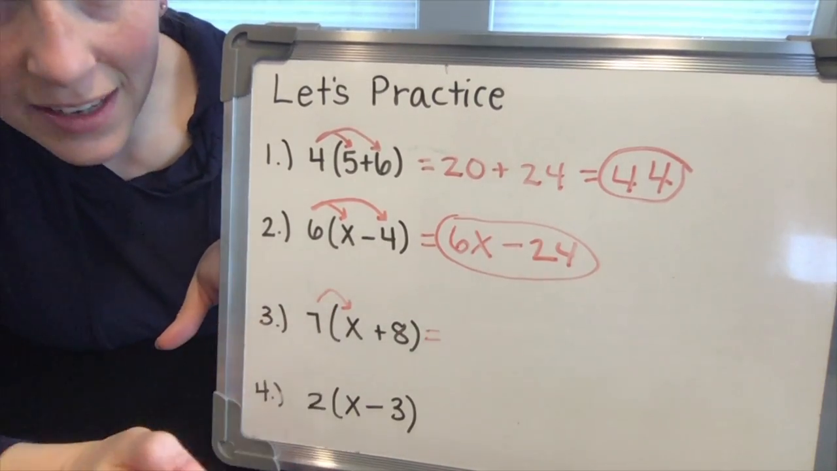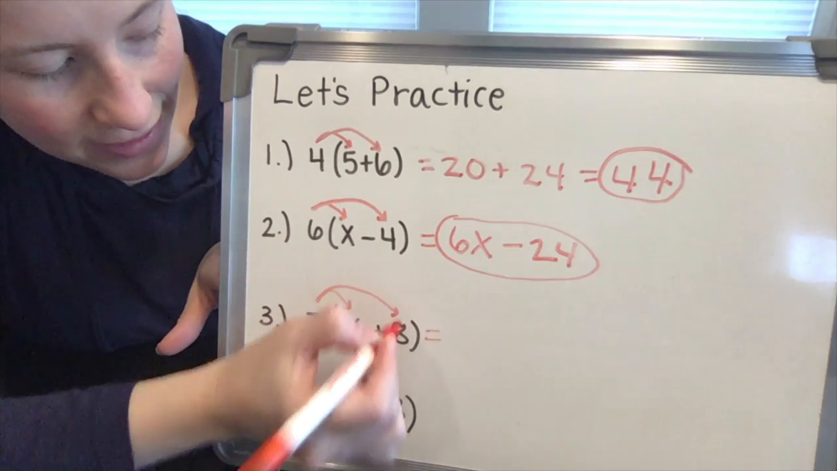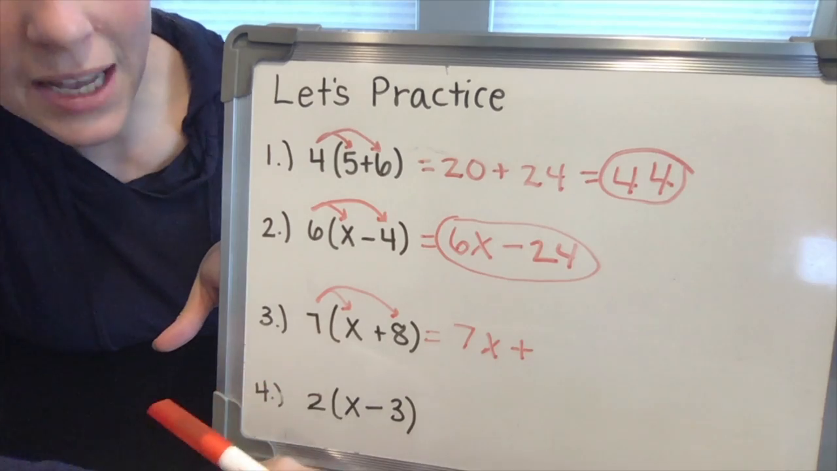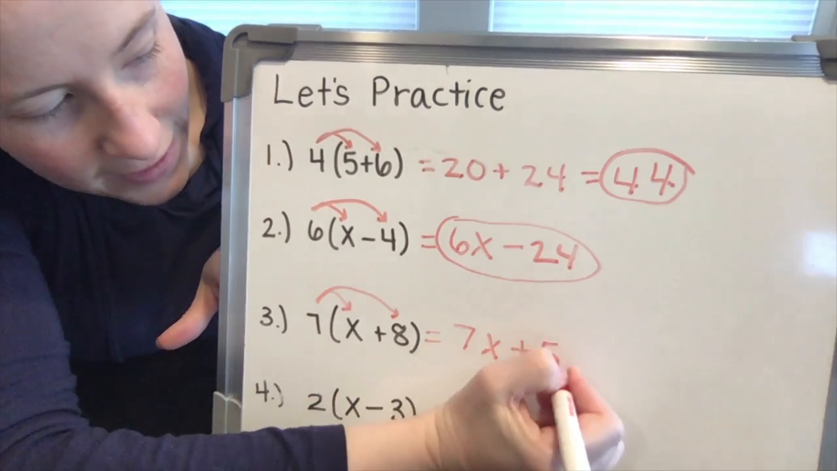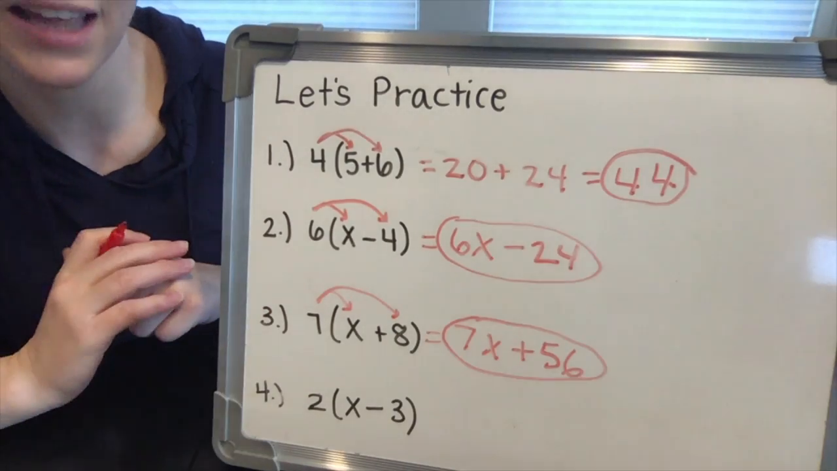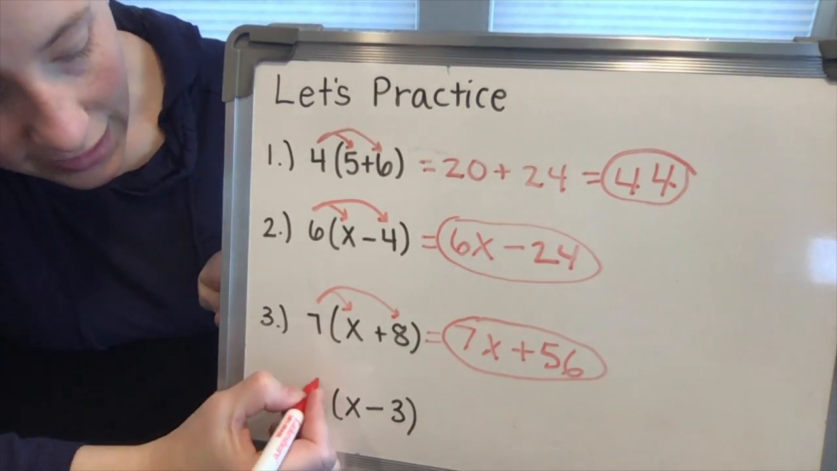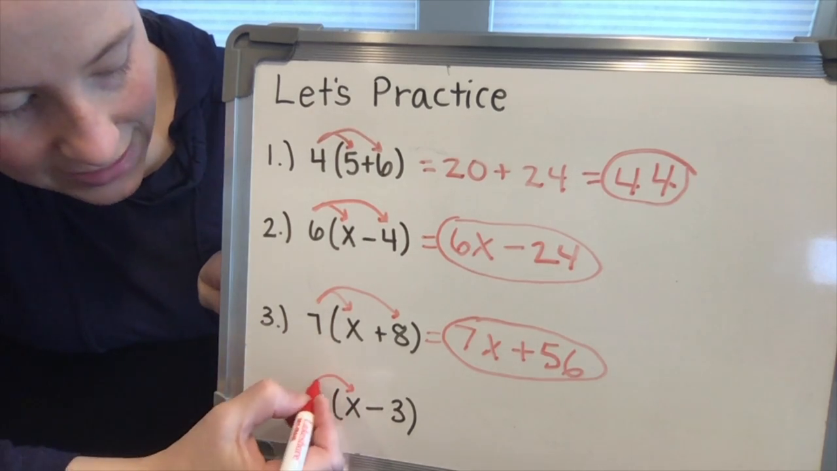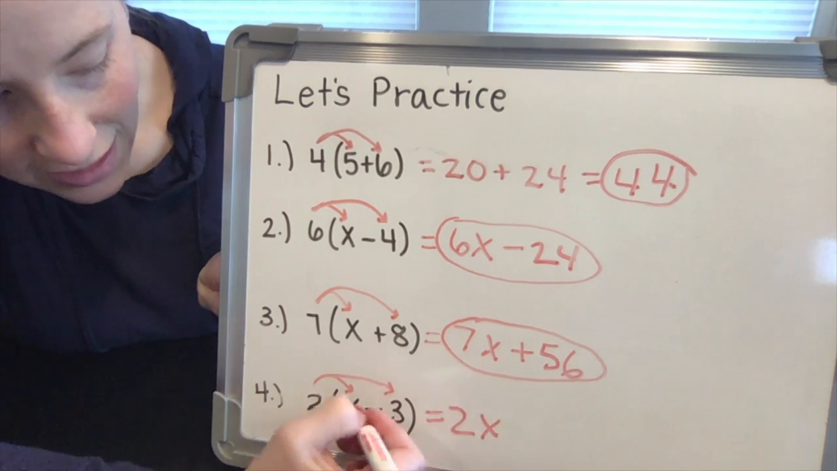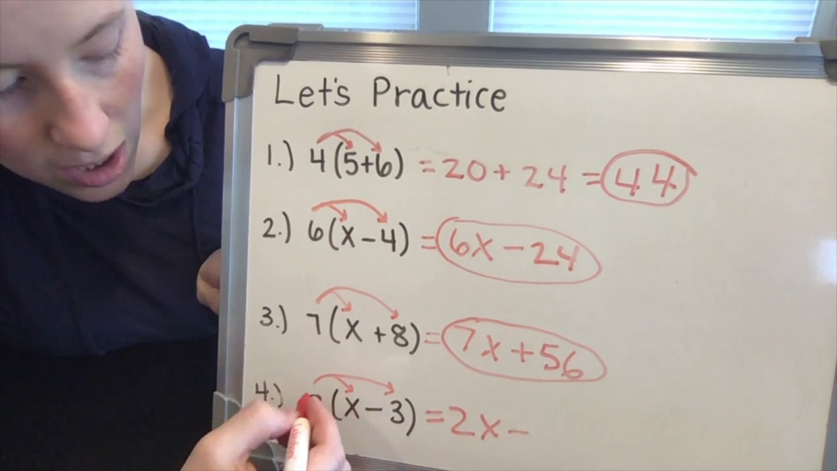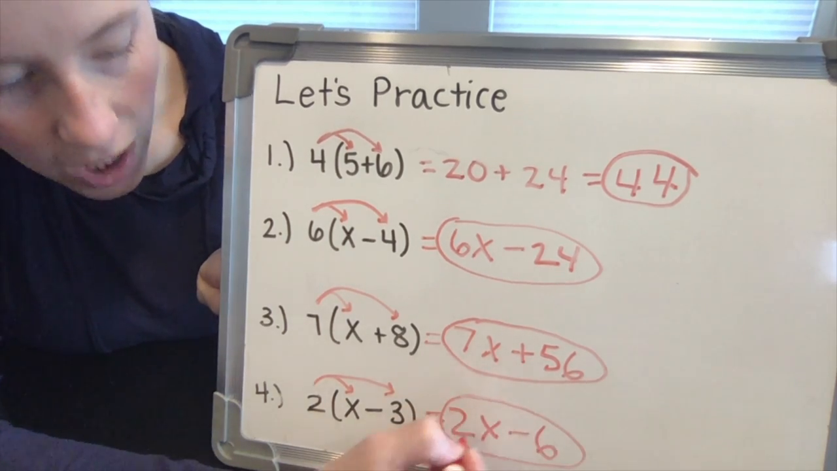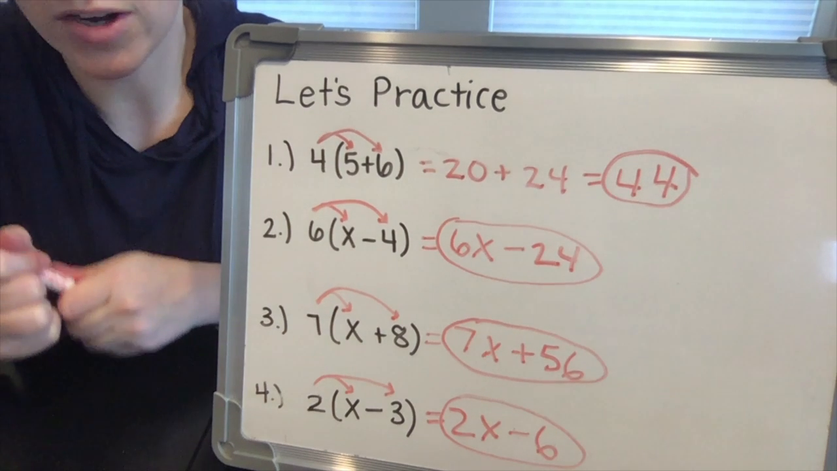Next, we have 7 times x and 7 times 8. 7 times x is 7x. The sign that I'm going to use is a plus, and 7 times 8 is 56. I'm also done on this one because they are not like terms either. And last but not least, we're going to do 2 times x and 2 times 3. 2 times x is 2x, minus is my symbol, and 2 times 3 is 6. I'm done. Since I have unlike terms, I can't combine them any further.